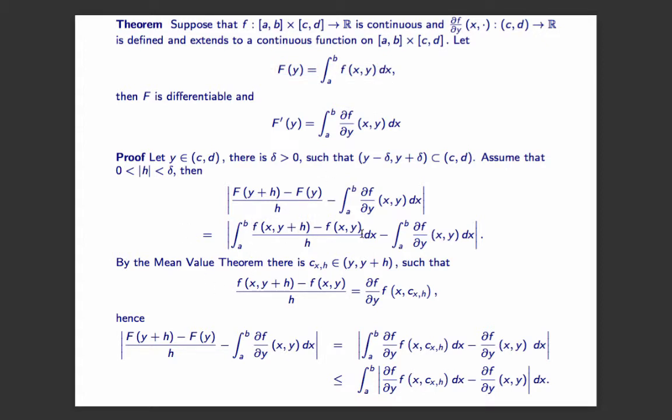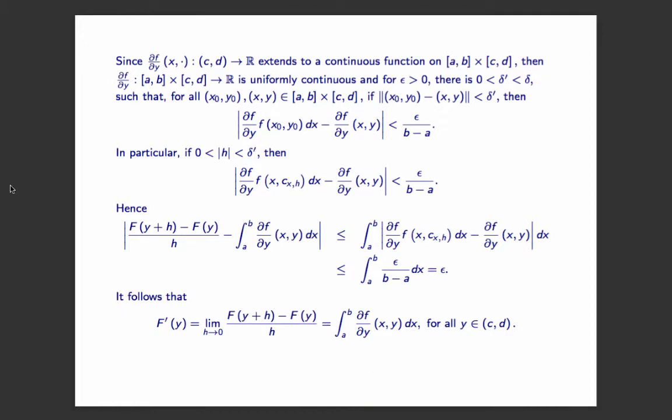And I can simplify this integrand by using the mean value theorem, right? The mean value theorem says there is some number c. For each x, there is a c on the interval from y to y plus h for which this is equal. Therefore, replacing this integrand with this partial derivative gives us exactly this here. And then we could use essentially the extension of the triangle inequality for integrals to get an inequality here.